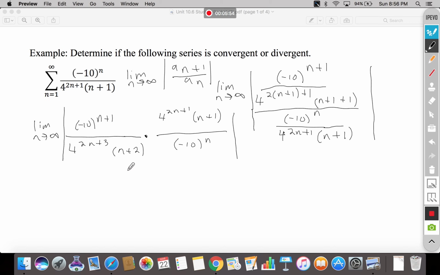Now we notice a few things, right? I notice that I have negative 10 to the n plus 1, negative 10 to the n. Well, let's see. We can use some properties of exponents to come up with how we can simplify this. The negative 10 to the n's will cancel out and leave us with negative 10 to the 1, right? Negative 10 to the n, negative 10 to the n, those will cancel out, right? We'll get negative 10 to the 1. So that'll clean up a little bit there.